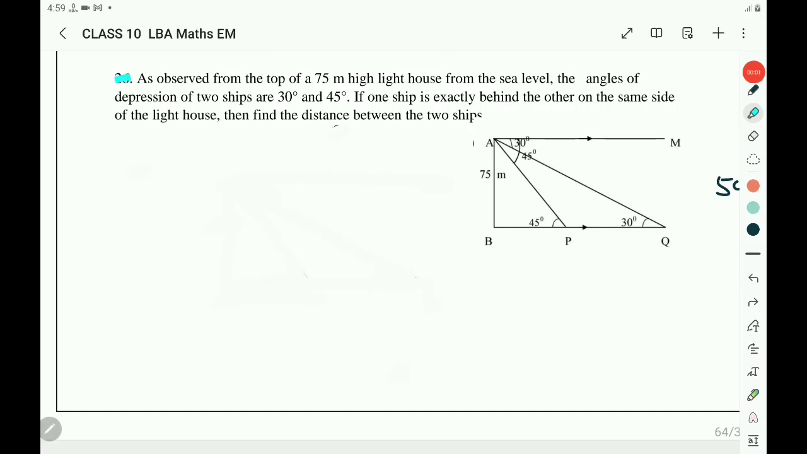Question number 26. As observed from the top of a 75-meter high lighthouse from the sea level, the angles of depression of two ships are 30 degree and 45 degree. If one ship is exactly behind the other on the same side of the lighthouse, then find the distance between the two ships. Consider here AB is a lighthouse of height 75 meter.